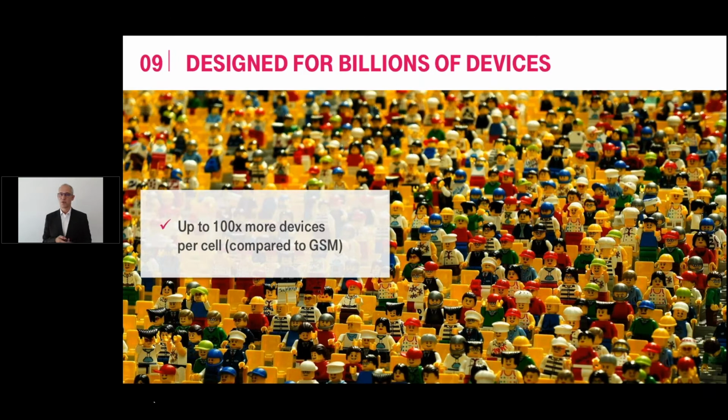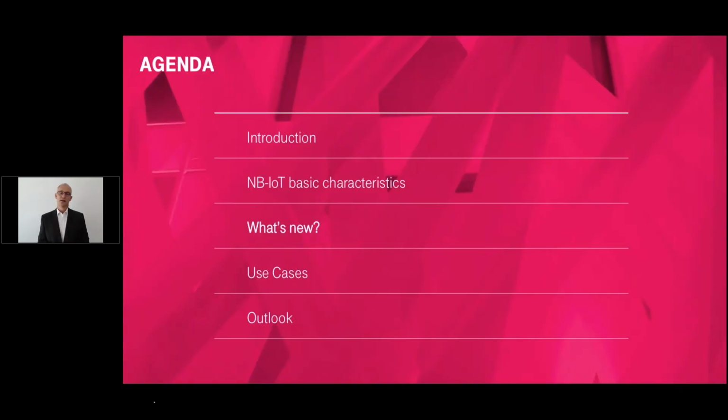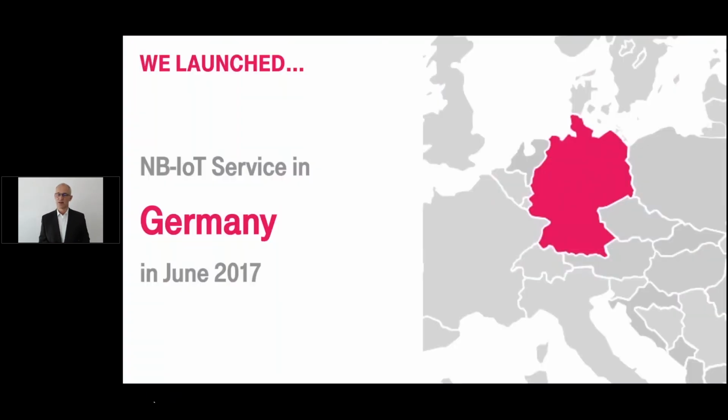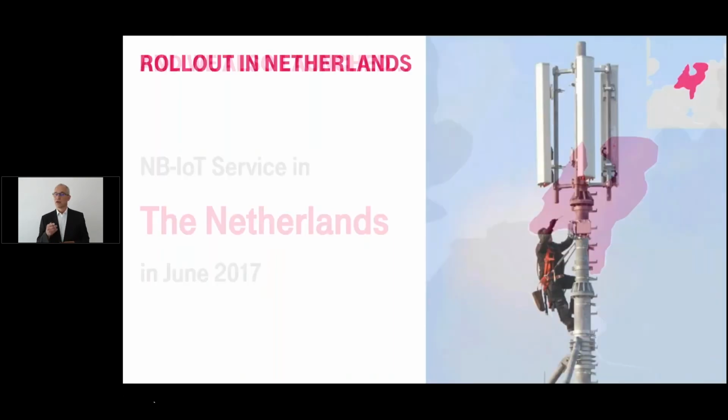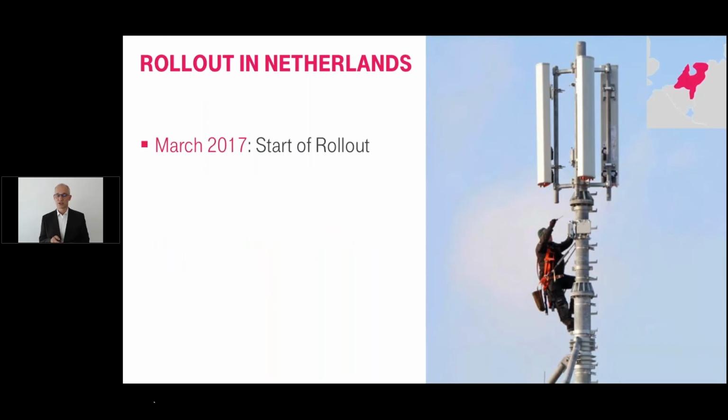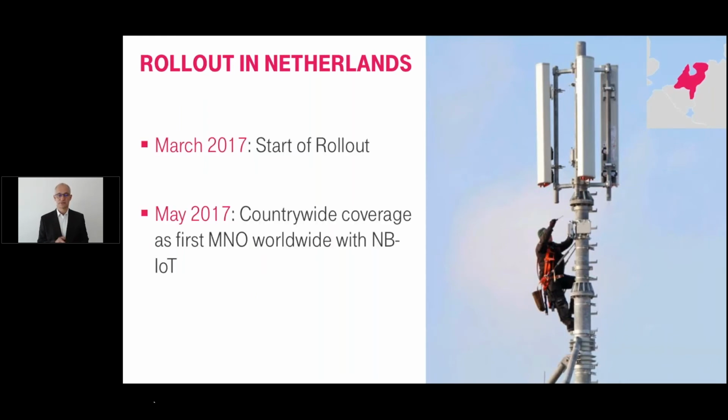All right, let's come to the next point. What's new? We launched NarrowBand IoT in Germany in June, and we are very proud of that. But also, our colleagues from T-Mobile Netherlands launched NarrowBand IoT in June. The rollout in the Netherlands was started in March, and they achieved countrywide coverage with NarrowBand IoT in May. With that, they were the first mobile network operator in the world to have countrywide coverage with NarrowBand IoT.